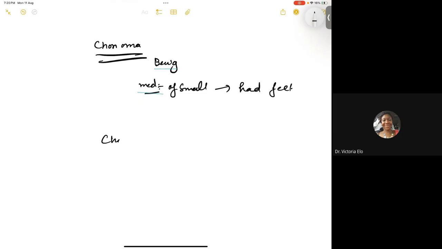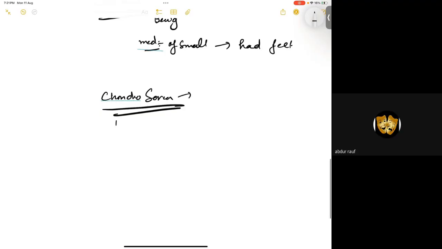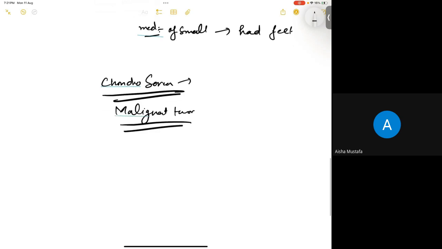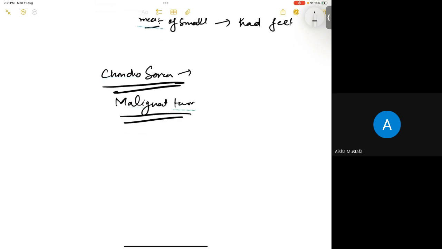Then you have chondrosarcoma. Is it a benign tumor or a malignant tumor? Malignant. Perfect. Are we going to see this cancer of your cartilage in the peripheries or in the central area of your body? Central area. Perfect. So they're going to be present in the medulla of your pelvis and central skeleton. Is it clear?